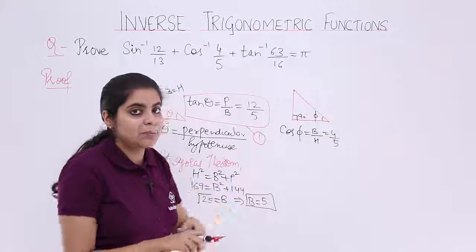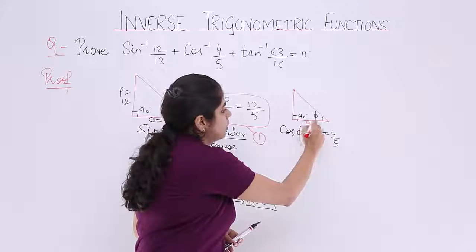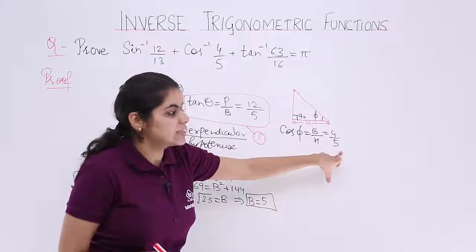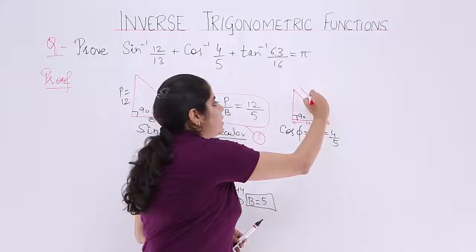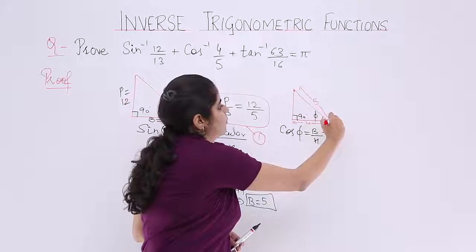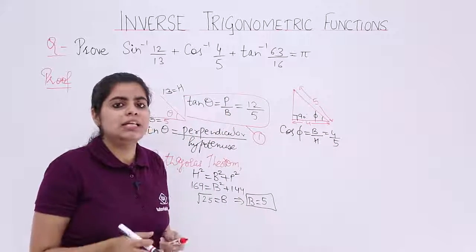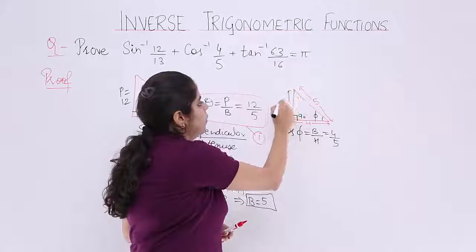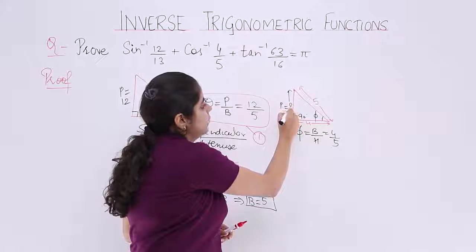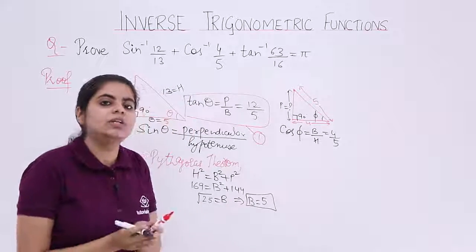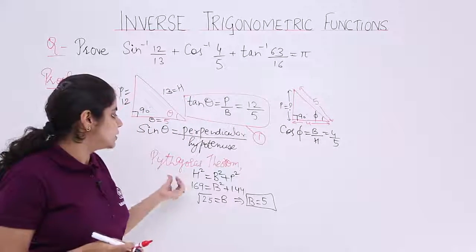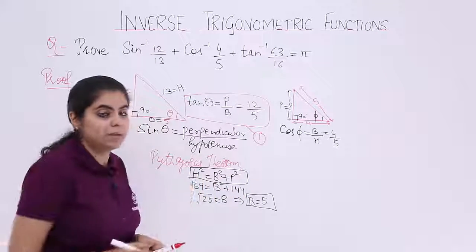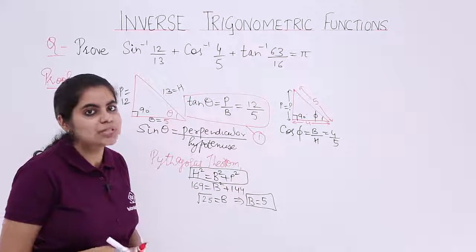What is base? Base is 4. What is hypotenuse? Hypotenuse is 5. Let's write it here as 5. Last but not the least, one side is left. It is the perpendicular. What is perpendicular? That I need to find out. Again, I know the knowledge of Pythagoras theorem. The formula is written over here. Hypotenuse square is equal to base square plus perpendicular square. Same formula you are going to use, right?